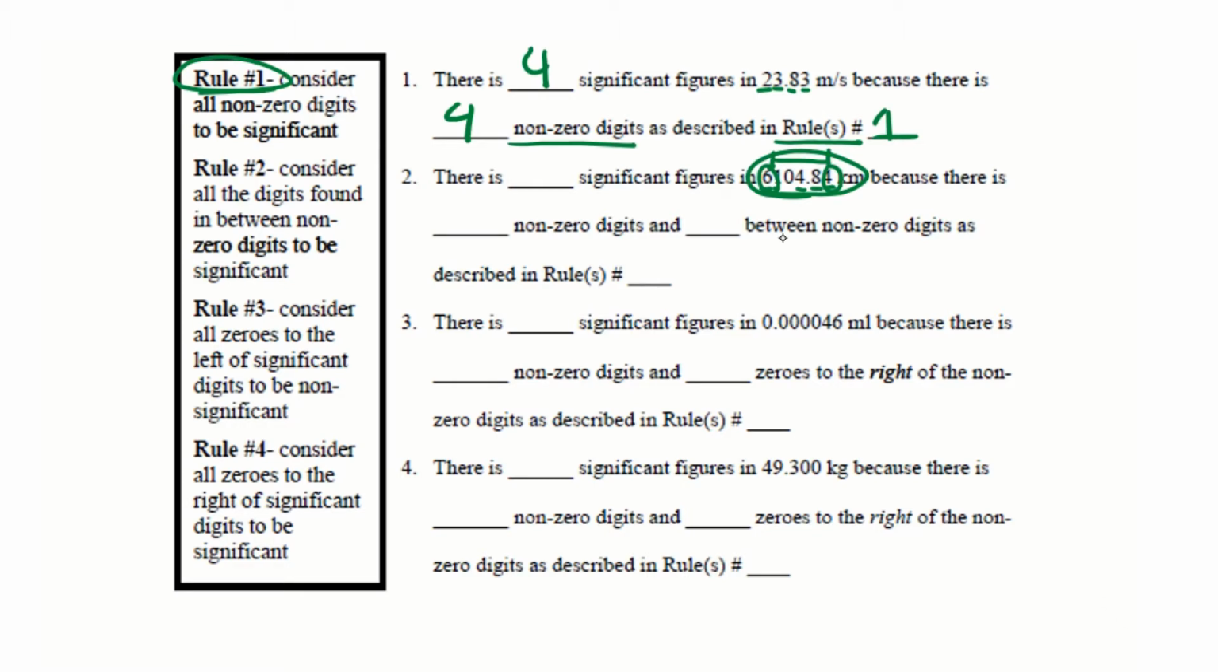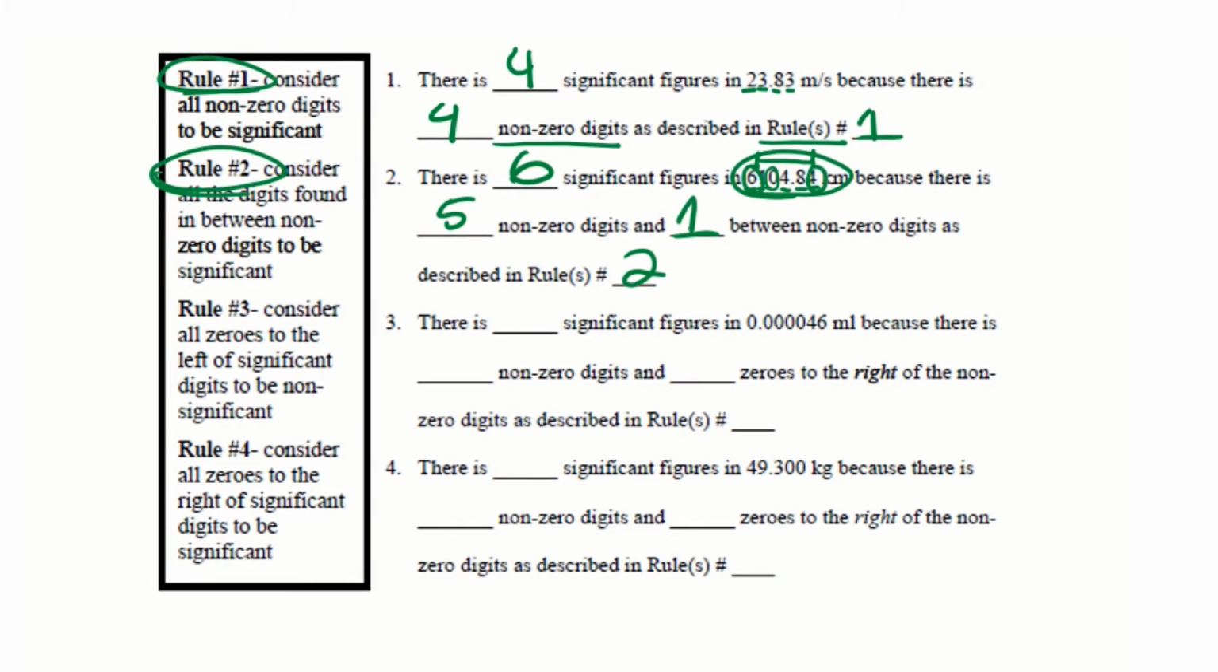So that would be a total of 1, 2, 3, 4, 5, 6 significant figures because there is how many non-zero digits here? Well, there is 1, 2, 3, 4, 5. There is 5 of them. And how many digits are in between those non-zero digits that we didn't already count? Well, there was one of them right here that's 0. So that means 5 plus that 1, that gives me the total of 6. Now, this is described in rule number 2, as we just mentioned.